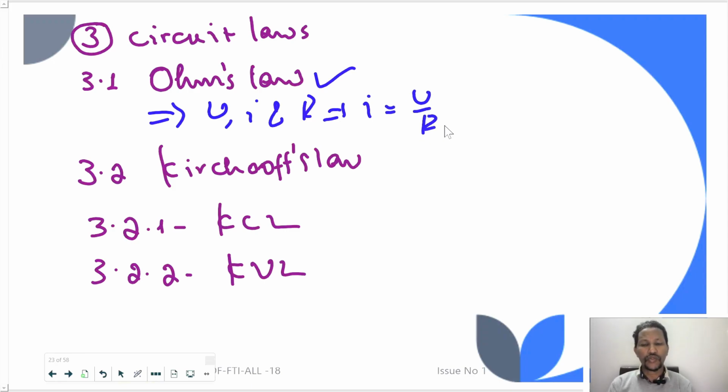And when it comes to Kirchhoff's laws, we have two types: Kirchhoff's current law and Kirchhoff's voltage law. The sum of the current entering a node is equal to the sum of the current leaving the node, and the sum of the voltages around a closed path in the circuit will be 0. This is Kirchhoff's voltage law.